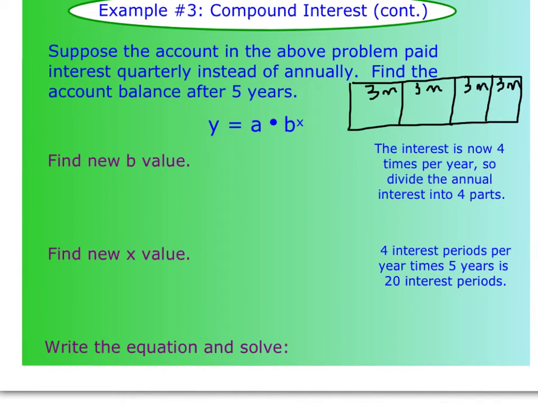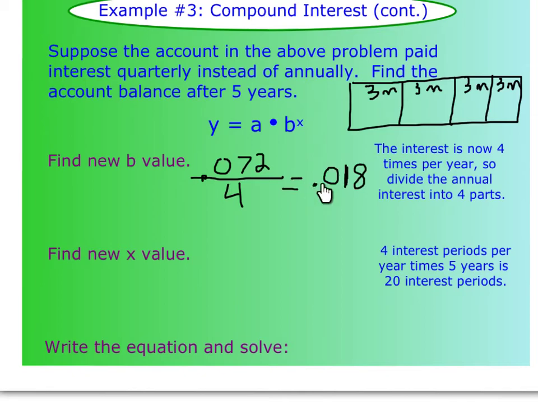So first thing we have to do is find our new percent. Our old percent was 7.2%. It's right here, 0.072. But that was a yearly percent. Well, if we're going to do it quarterly, we have to divide this by 4. So that's important, and this is a hard step. So use a calculator and divide that by 4.